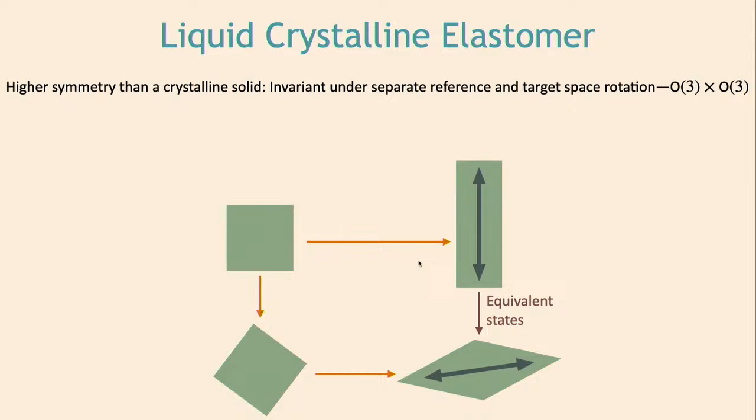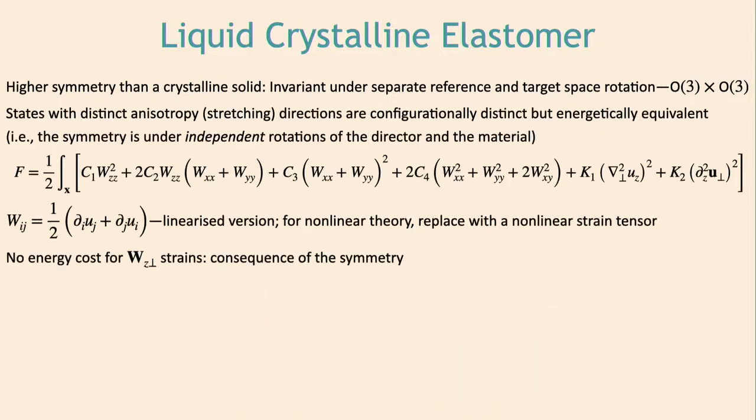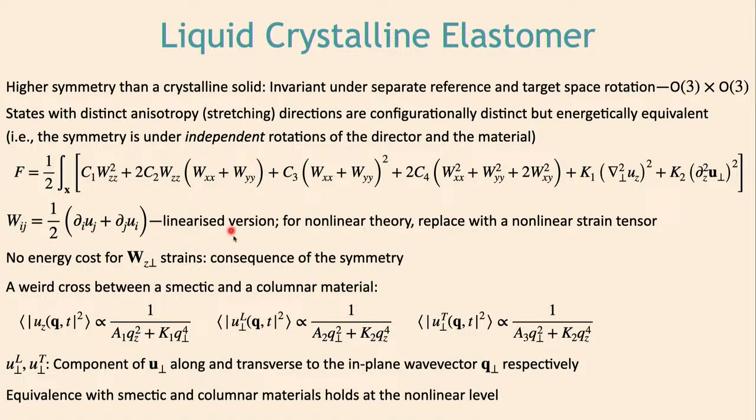Okay, what that means is I can shear the nematic elastomer, and the cost of the shear can be made to vanish by the director field reorienting. So these liquid crystalline elastomers are sort of funny objects. There is no cost for a W_z perpendicular shear, and these are a weird cross between a smectic system and a columnar system. A columnar is a crystalline array of liquid columns. If you look at the z direction, the displacement field along the ordering direction looks like a smectic. The displacement field transverse to the ordering direction looks like a columnar.